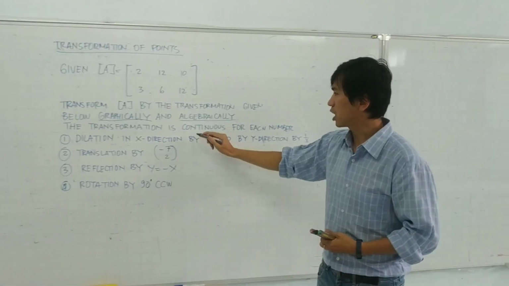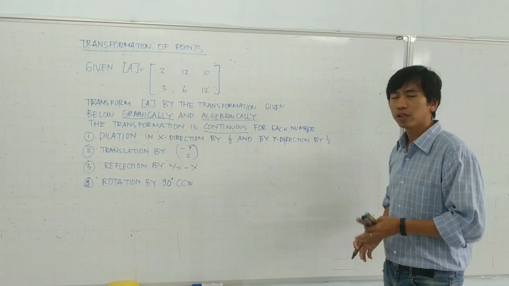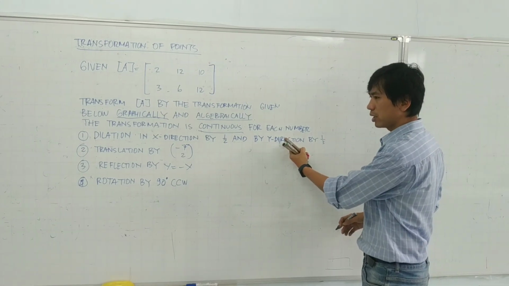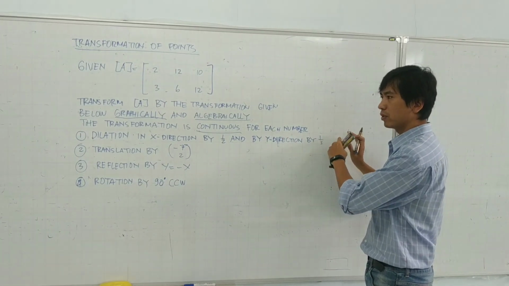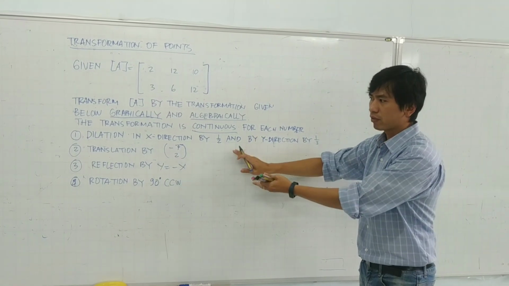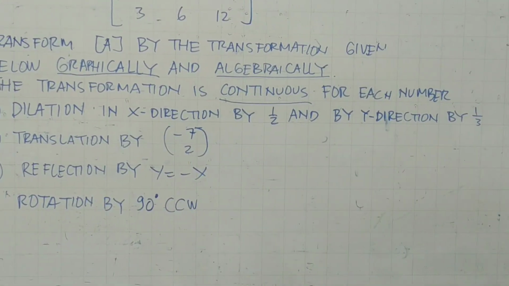It says that the transformation is continuous for each number. The meaning of continuous is that when you do one transformation, the result of the first transformation will be used for the second, and the result of the second will be used for the third, and so on. Let's begin with this one.